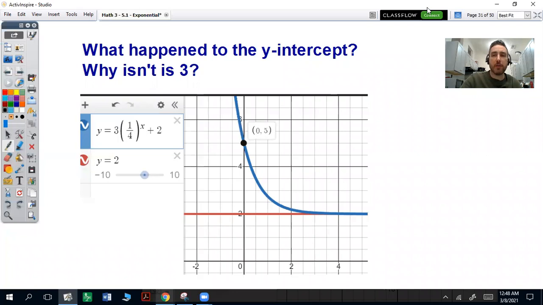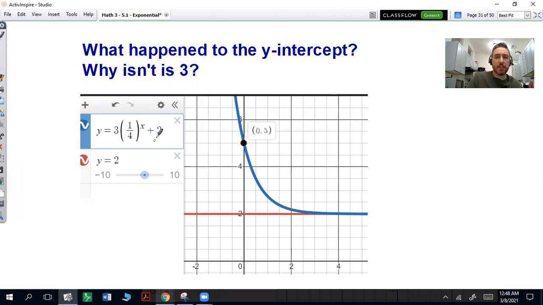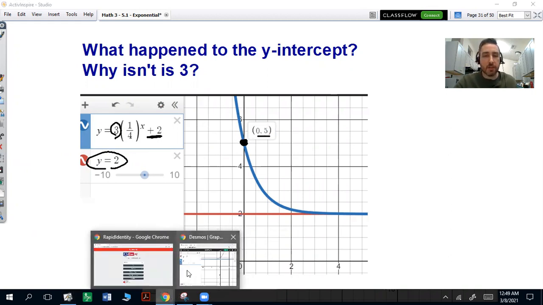So now that we've talked about the asymptotes, what happens to the intercepts when you shift a graph up or down? In this case, you've got a horizontal asymptote of y equals 2 because it has a plus 2 at the end. But notice the intercept isn't this starting value. The intercept ends up being 5 here. Well, that's because you shifted the graph up.